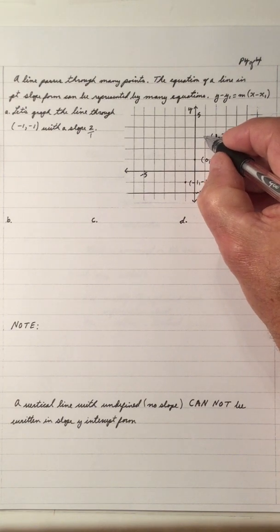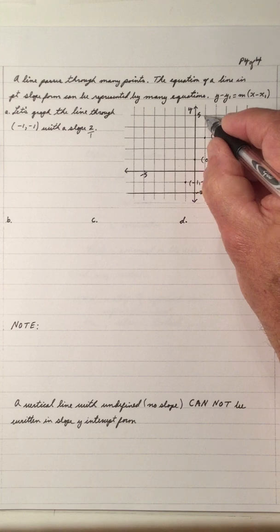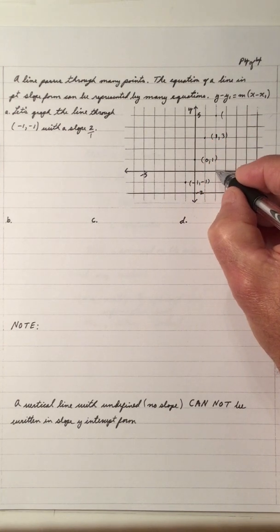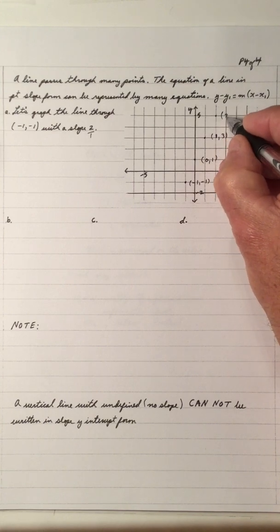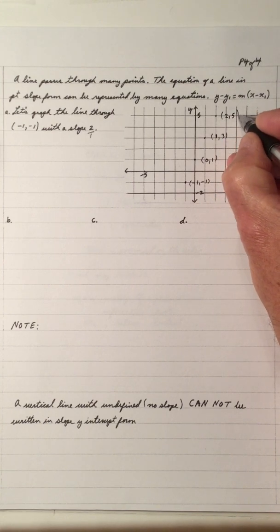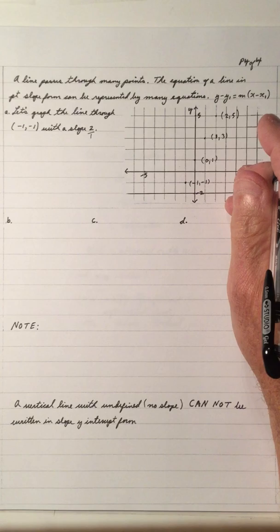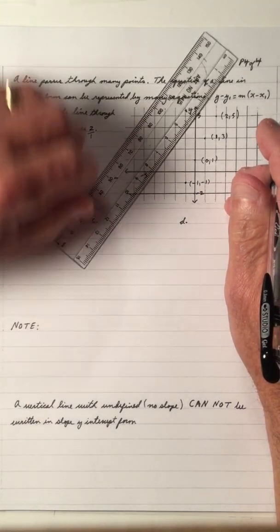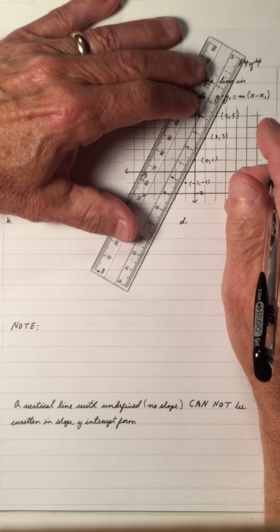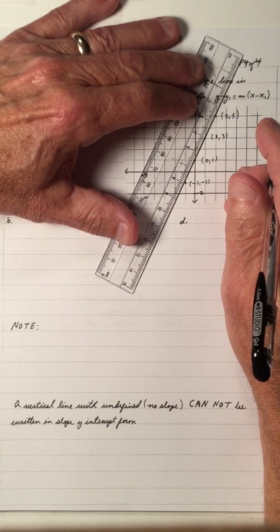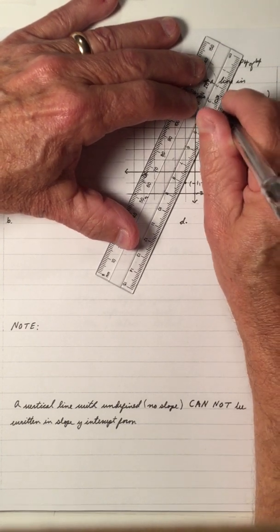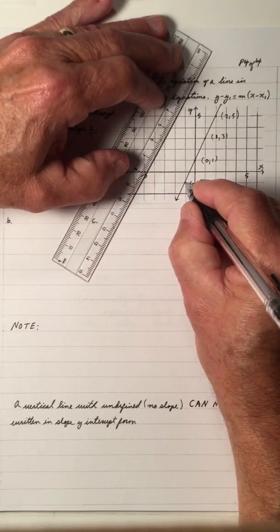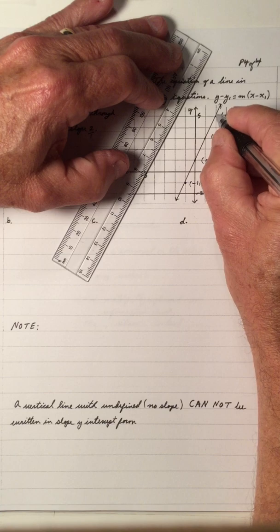And if I do it again, rise 2 and go to the right 1, I get this point, and this point is (2, 5). So these 4 points lie on this line. Okay, let me draw the line through those 4 points. Here we go. The line is being drawn through the 4 points. And a little bit off right here, but you know what I mean.